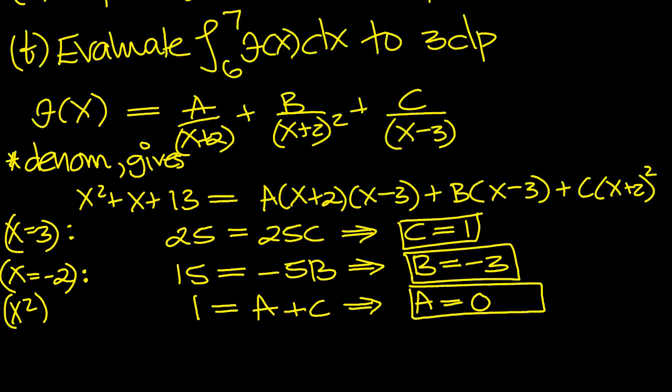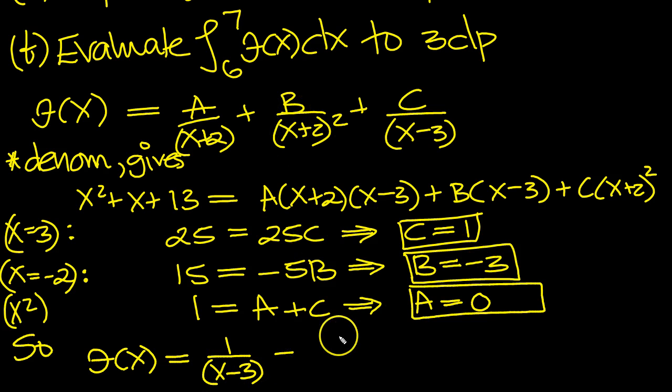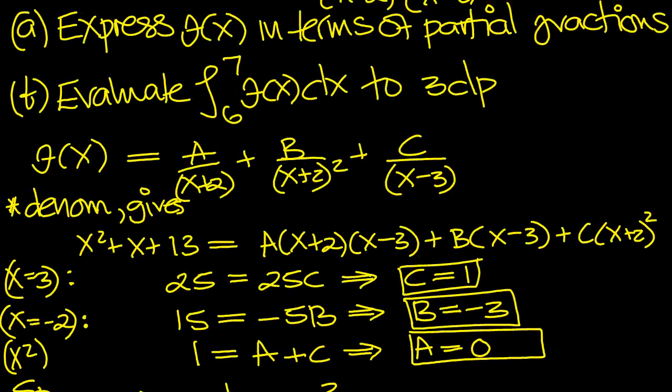So we can write down f(x) now. f(x) is equal to: A is 0, B is minus 3, and C is 1. So I'm going to write this term first: 1 over x minus 3 minus, the B was minus 3, as we said, 3 over (x plus 2) squared. So there's our f(x) expressed as partial fractions. Now that's part A completed.